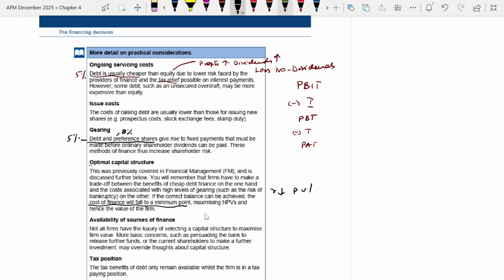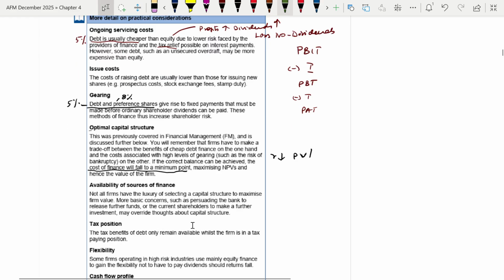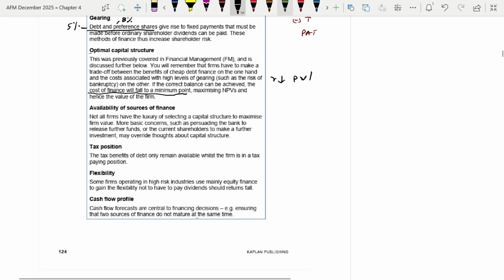We have to think about all the options before we work it out. What are the available sources of finance? Not all firms have the luxury of selecting capital structure, or everyone will not have. In some cases, some companies will come for negotiation, and as a bank you don't want to lose those companies. You want to get associated with them. Then definitely there will be a win-win situation. That is the reason not all firms have the luxury of selecting capital structure.